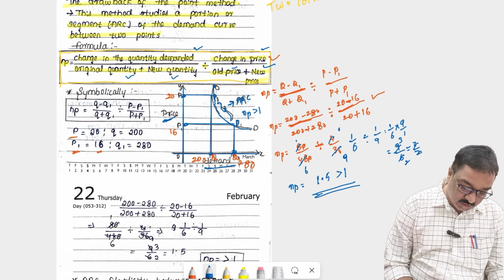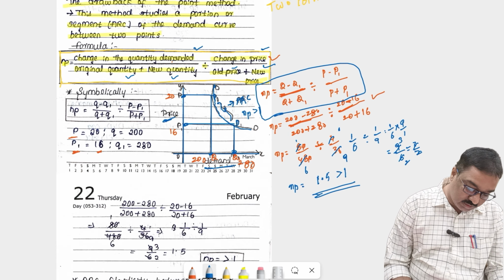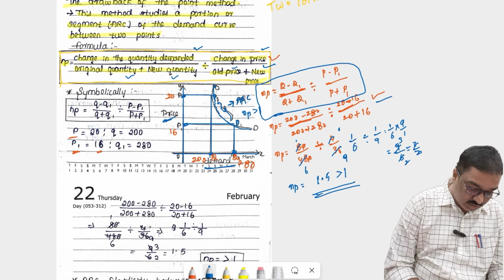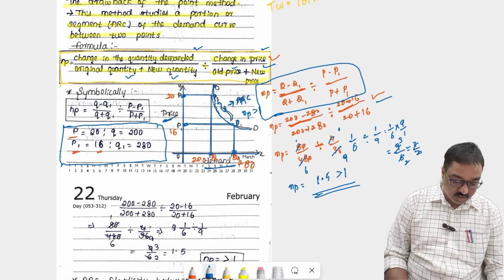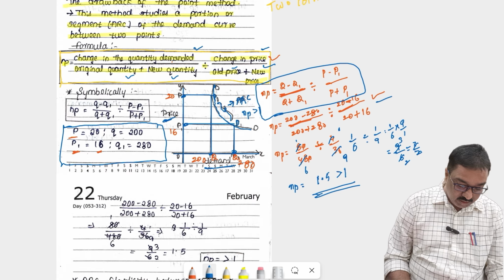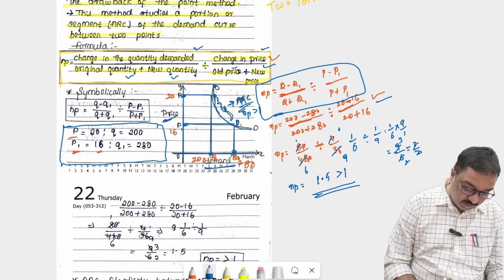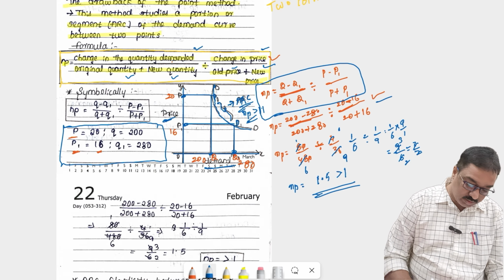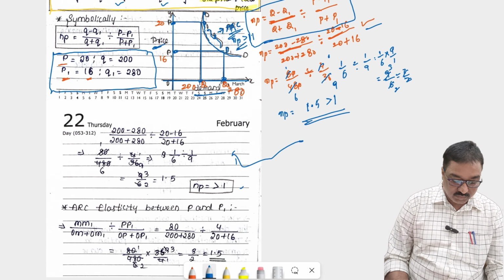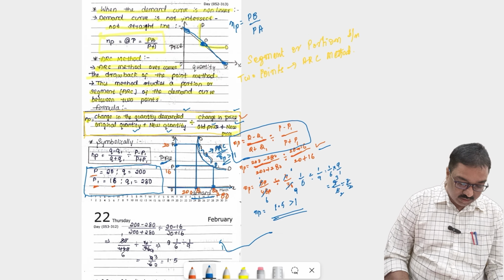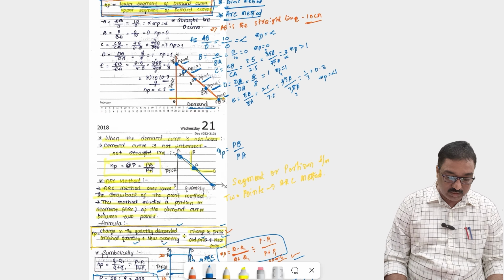So symbolically I write like this, and then I interpret it with all the numbers. This is the example. Between P and P1, the arc segment elasticity is greater than 1. This is also one calculation. I think everyone understands that properly.